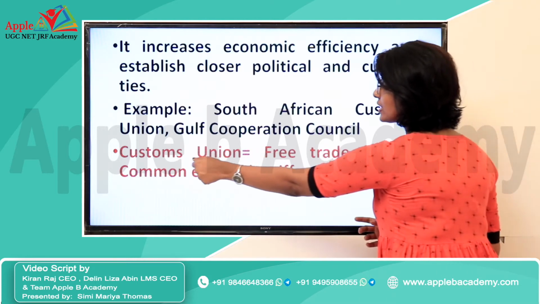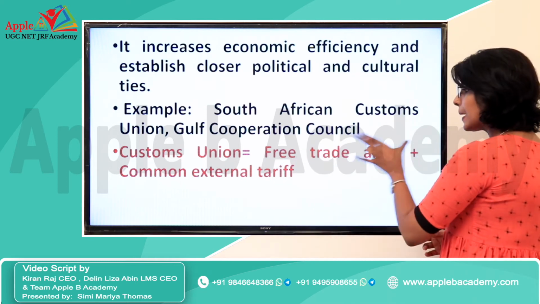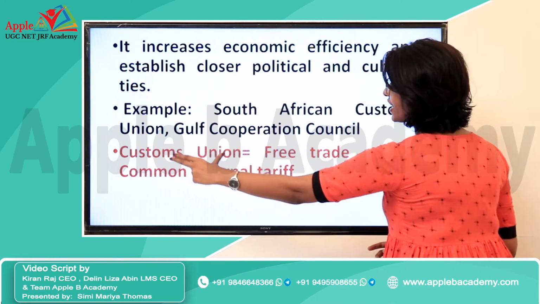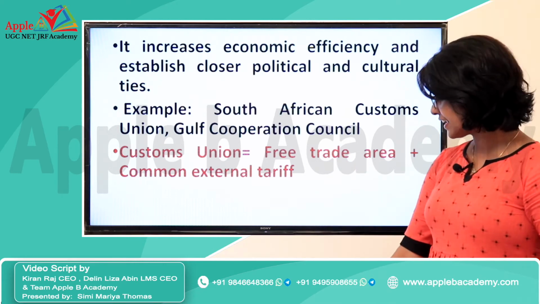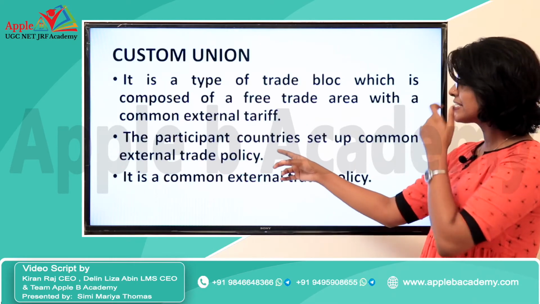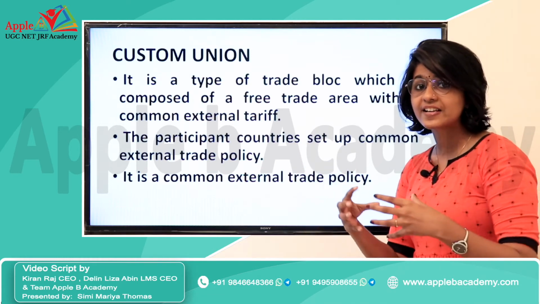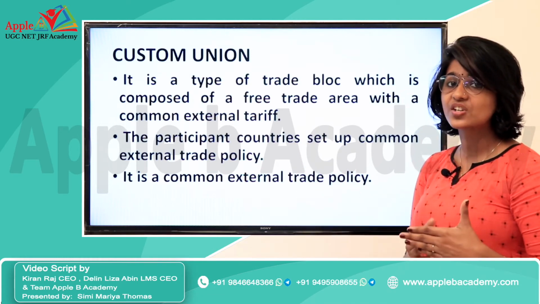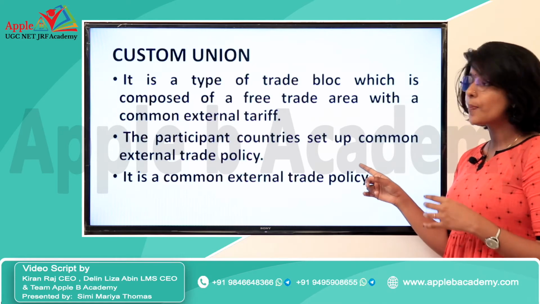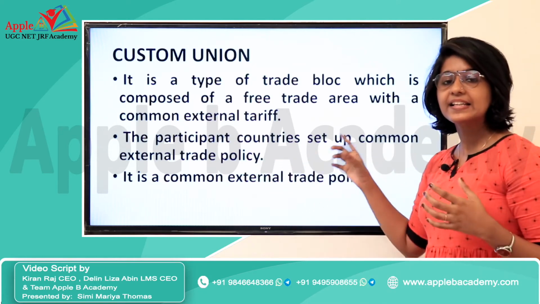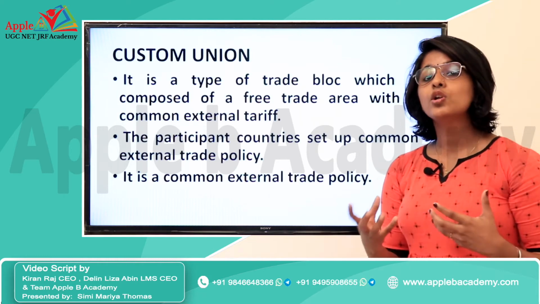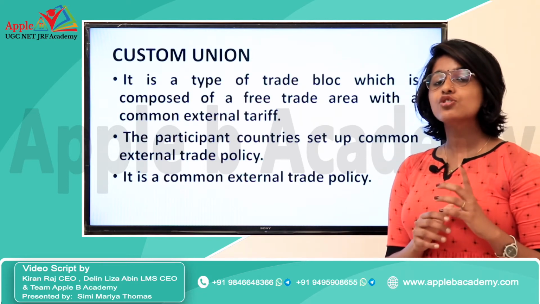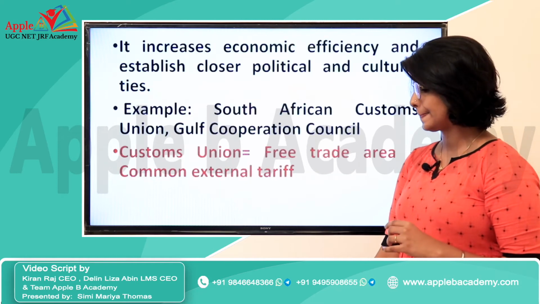The formula for calculating customs union is free trade area plus the common external tariff which is decided by the member countries. Okay, so that is it: free trade area plus common external tariff. Again, it is the member countries or the participant countries, the countries which are participating in the trade, that decide the common external trade policy, and that commonly decided external tariff will be added to the free trade area to get the customs union.